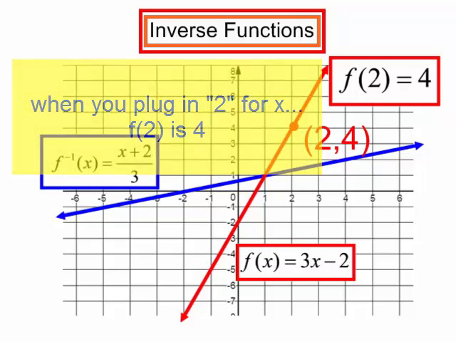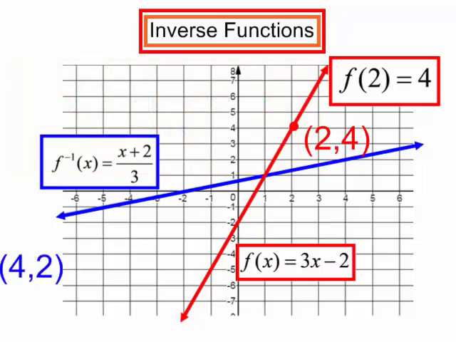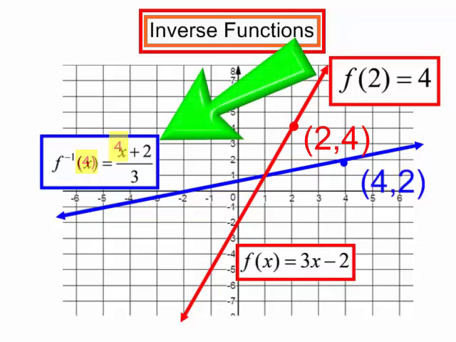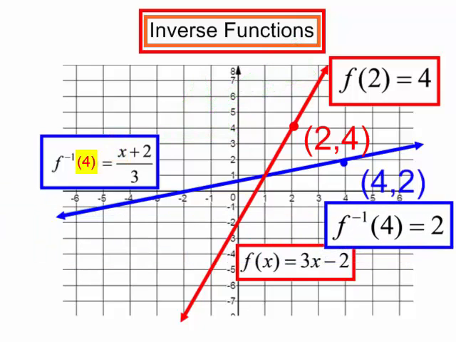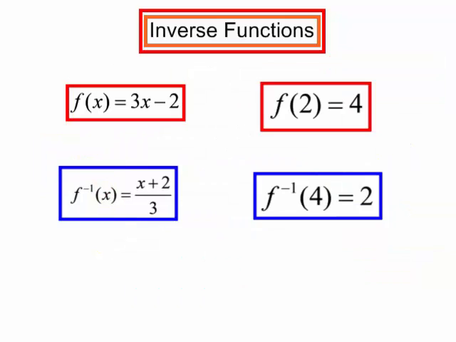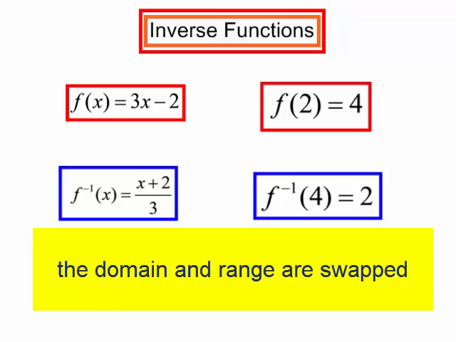Well, if (2, 4) is on the graph of my function, then the ordered pair (4, 2) is on the graph of my inverse function. When I plug in 4 for the x, for the domain, in my inverse, 4 plus 2 is 6, divided by 3 is 2. I can write this as f inverse of 4 equals 2. So f of 2 equals 4 means that f inverse of 4 is equal to 2.